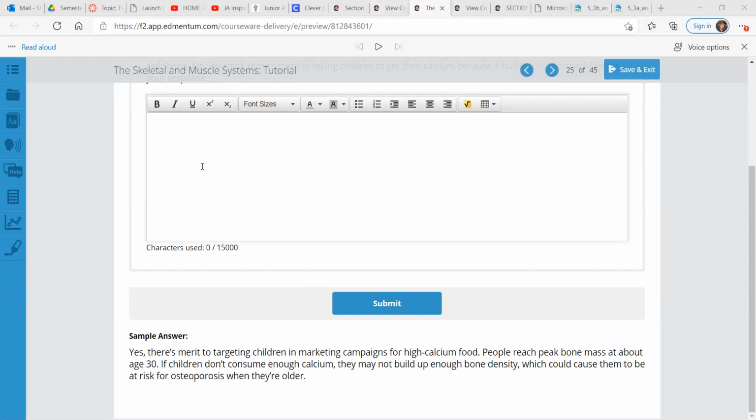Yes, there's merit to targeting children in marketing campaigns for high calcium foods. People reach peak bone mass at about age 30. If children don't consume enough calcium, they may not build up enough bone density, which could put them at risk for osteoporosis when they're older.